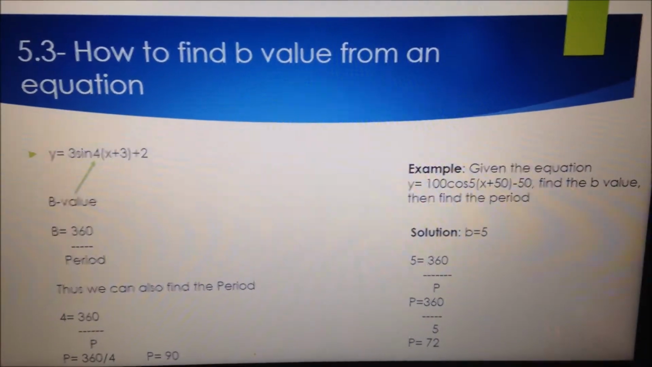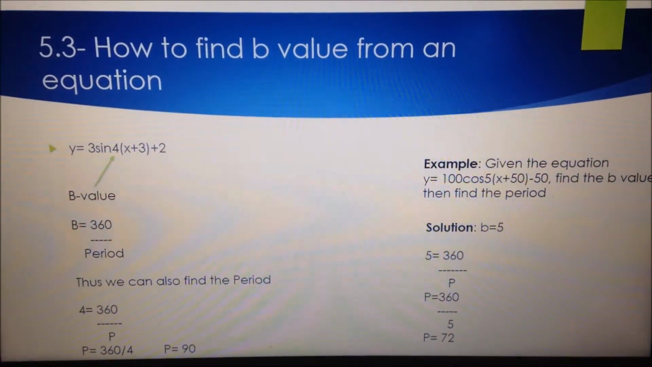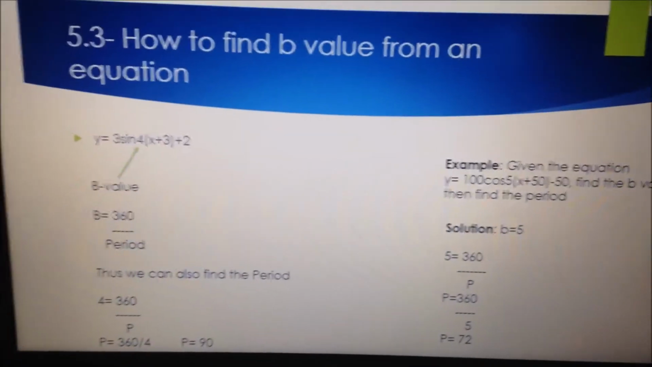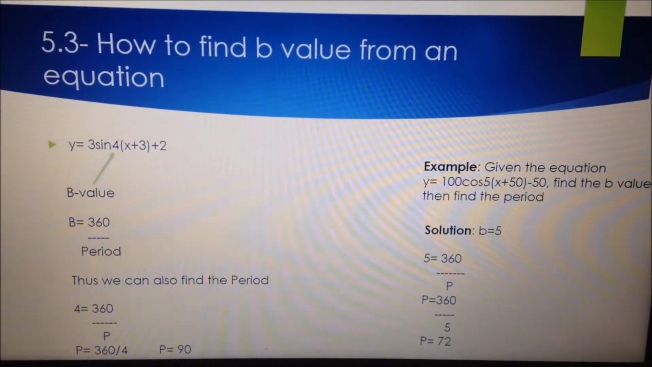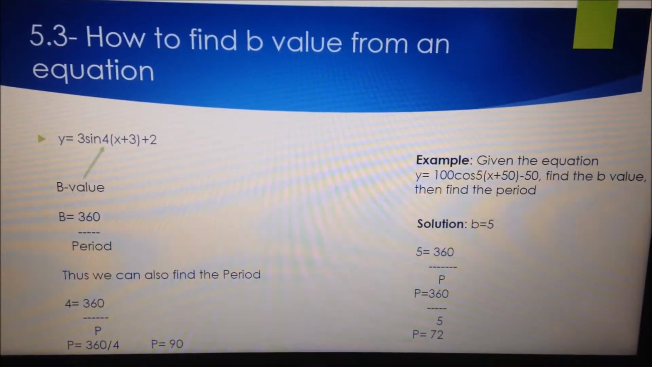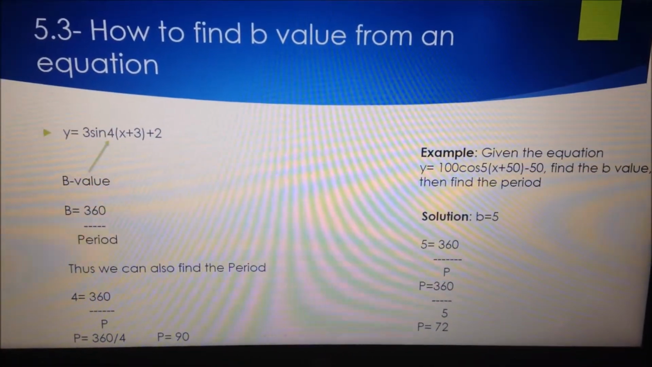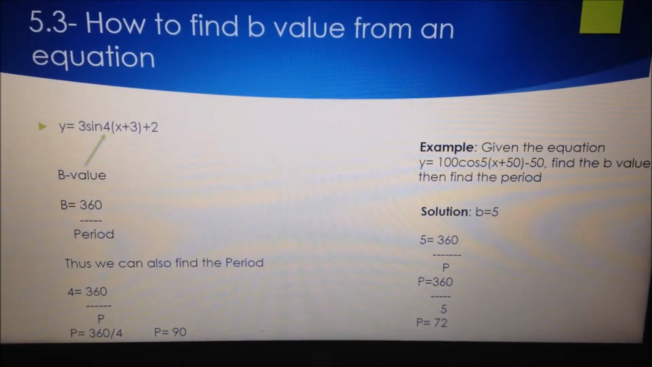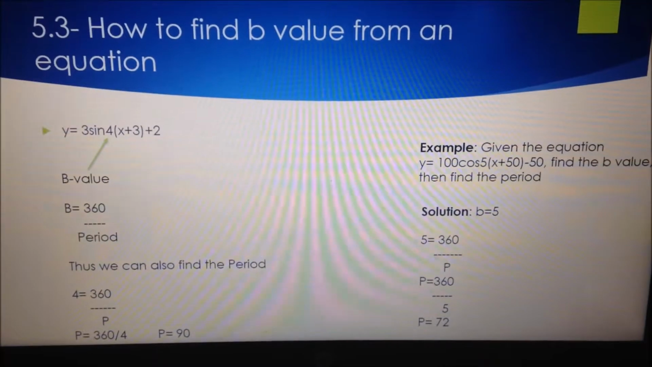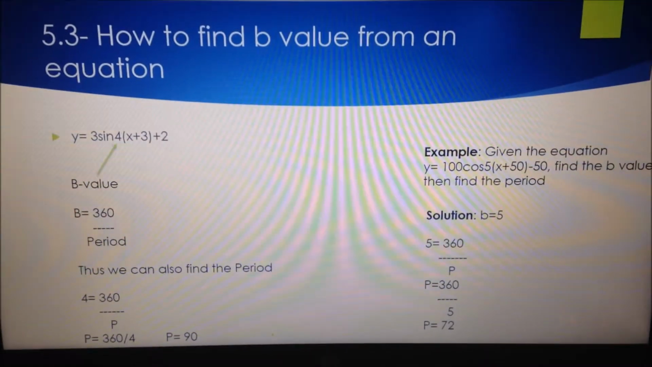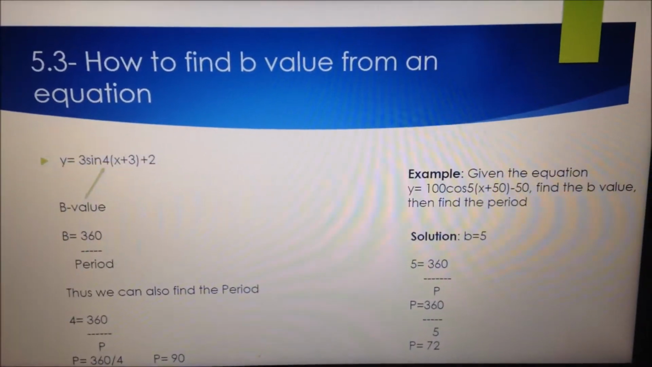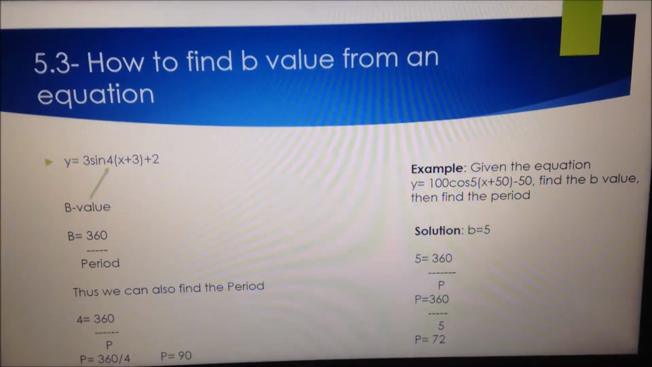So how do we find the B value from an equation? Well, the B value is right after the sine or the cosine in our sample problem. Sometimes it is the coefficient of the x inside the brackets, but it all depends if it's simplified. So the B value is given by the formula 360 divided by the period. So if we know the period, we can find the B value. But if we know the B value, we could also rearrange to find the period. So now let's take a look at this example question.